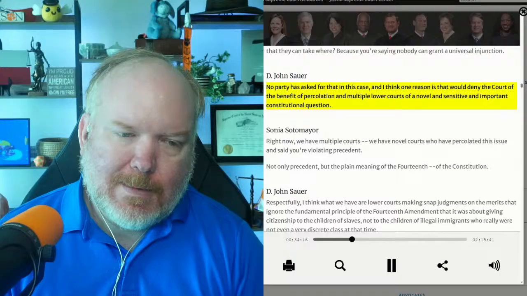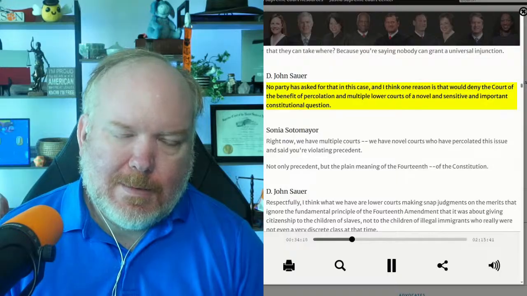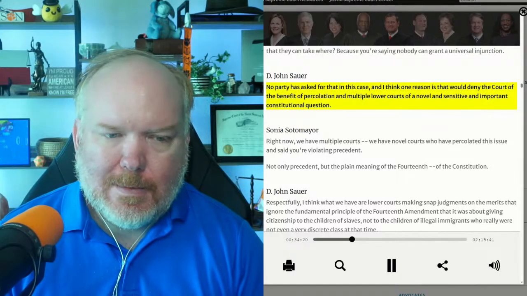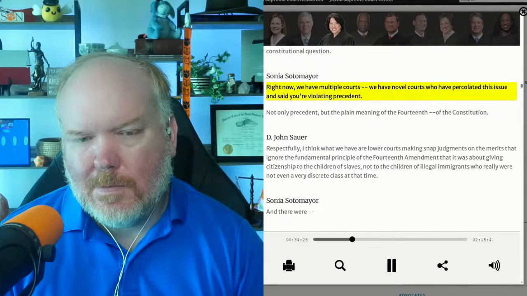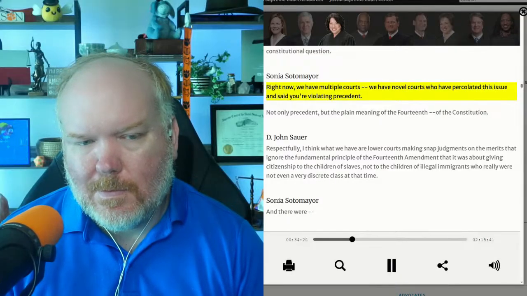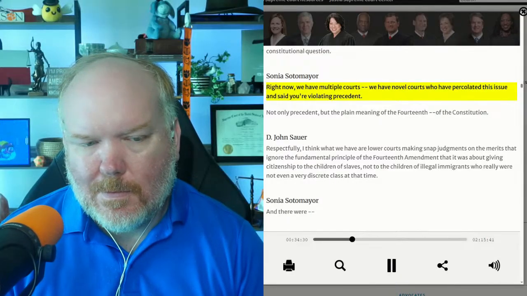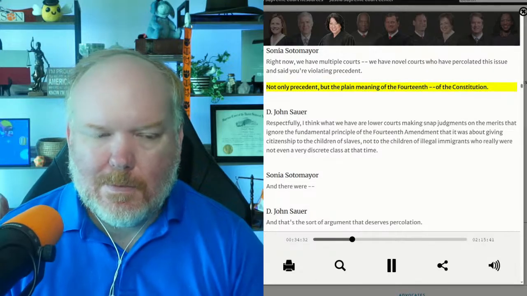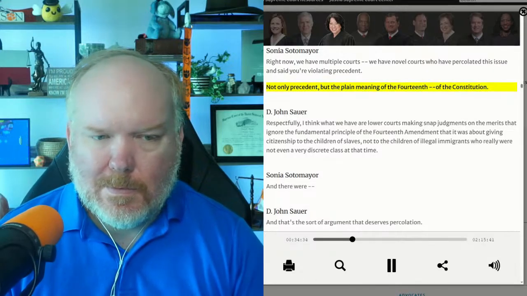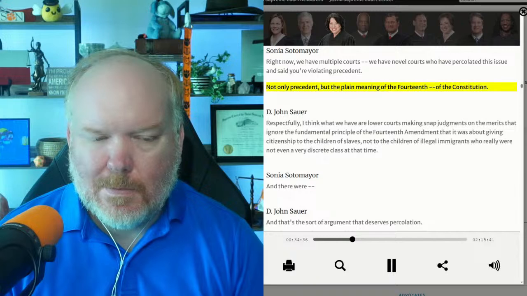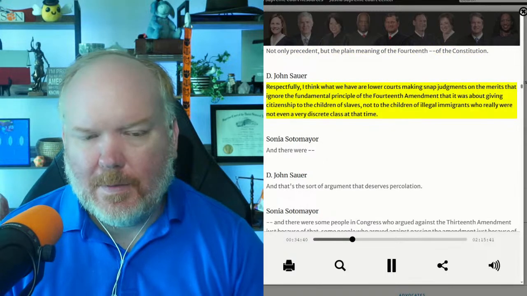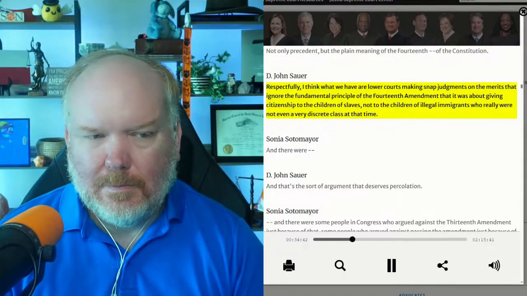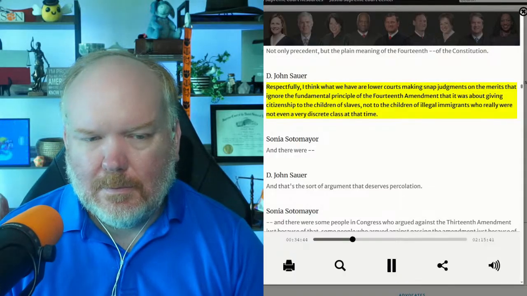I think one reason is that would deny the court of the benefit of percolation in multiple lower courts of a novel and sensitive and important constitutional question. We have courts who've percolated this issue and said you're violating precedent. Not only precedent, but the plain meaning of the 14th Amendment of the Constitution.